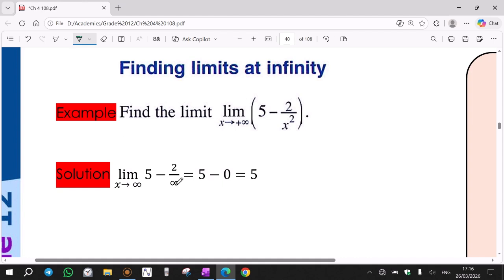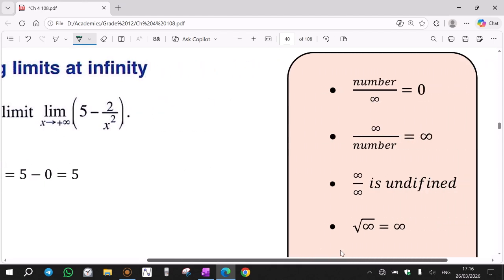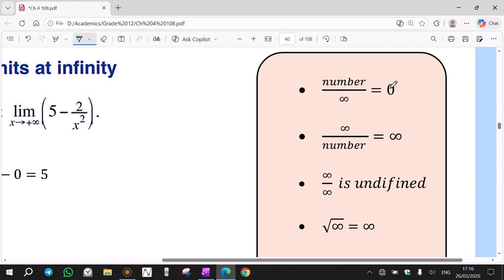Any number divided by infinity is 0. We have a note here. Number divided by infinity is 0. Infinity divided by number is just infinity. Infinity divided by infinity is undefined.